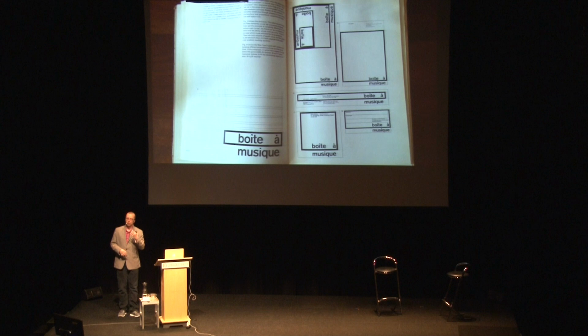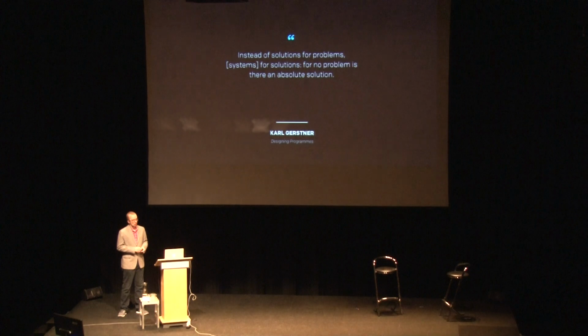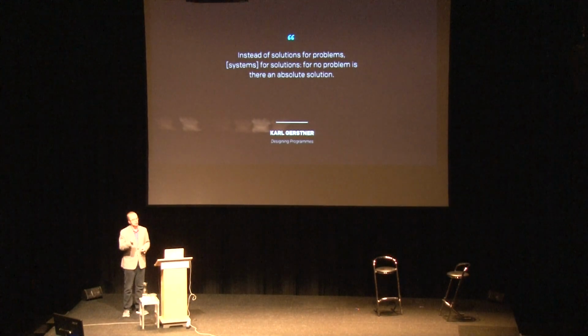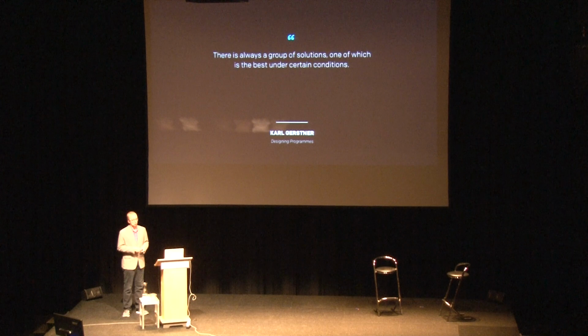Karl Gerstner, who's a Swiss designer of the middle 20th century, spent a considerable amount of time thinking about how to design frameworks to make designers successful, and thinking about design systems in general. And he had this wonderful quote that instead of solutions for problems, designers should be building systems for solutions. For no problem is there an absolute solution. There is always a group of solutions, one of which is best under certain conditions.